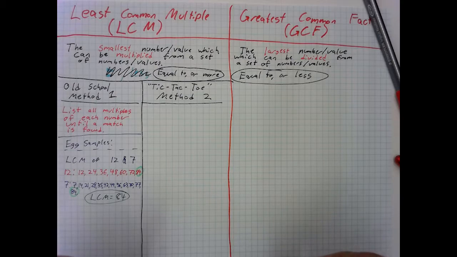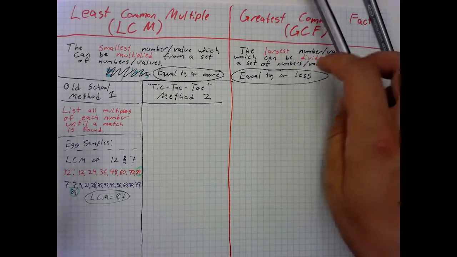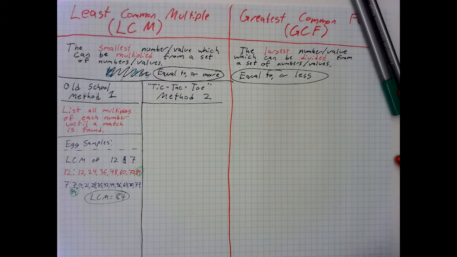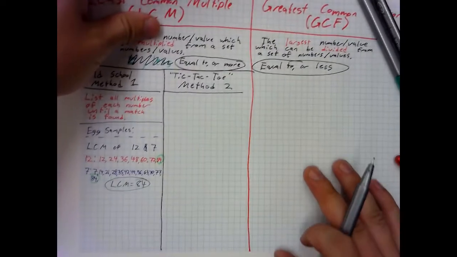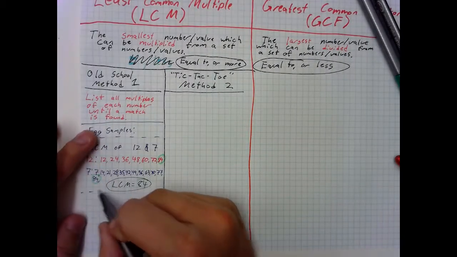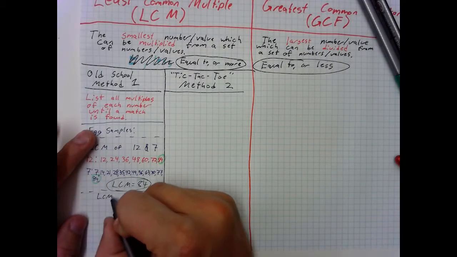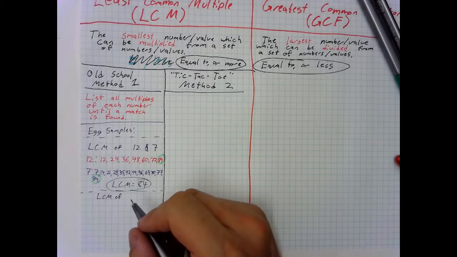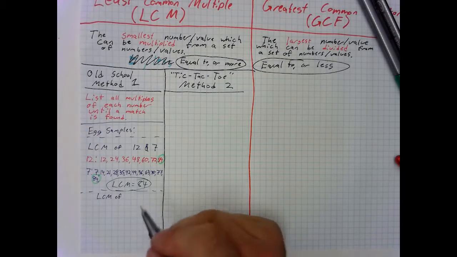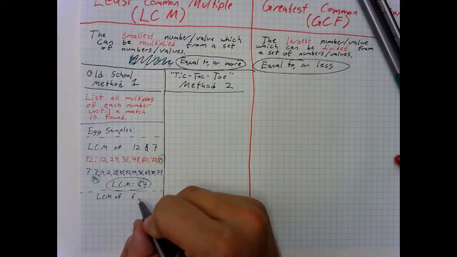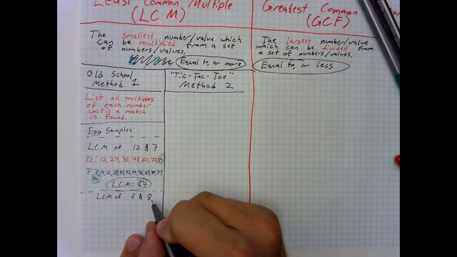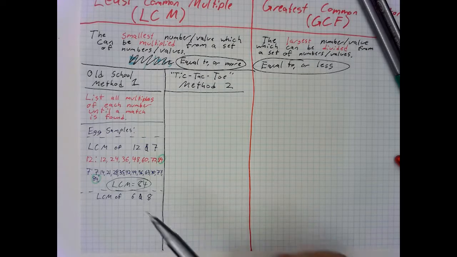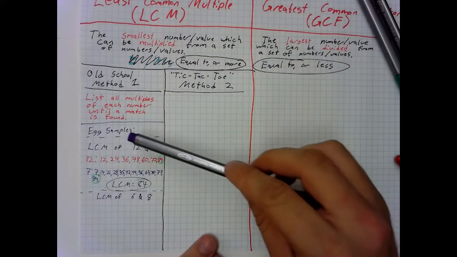Let me give you another example, this time without the fast forward so you can see what is happening. We're going to work on finding the LCM of, we will say, 6 and 8 as an example. 6 and 8 do share some common factors, so our answer is going to be a little bit closer than when we did 12 and 7.